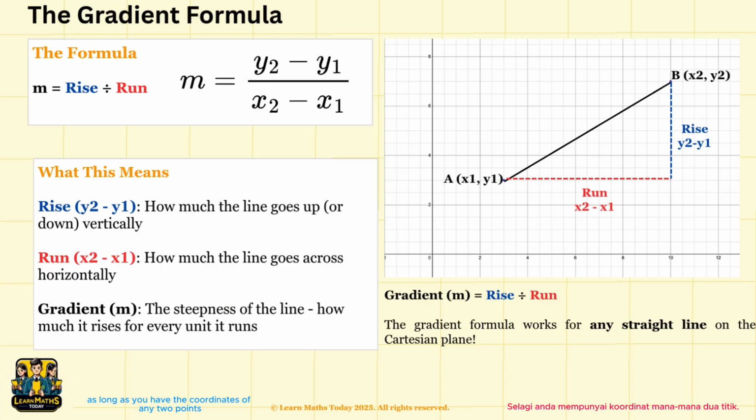As long as you have the coordinates of any 2 points on that line, you can find its gradient and instantly understand its steepness and direction. It's a foundational piece of coordinate geometry that you'll use over and over again.